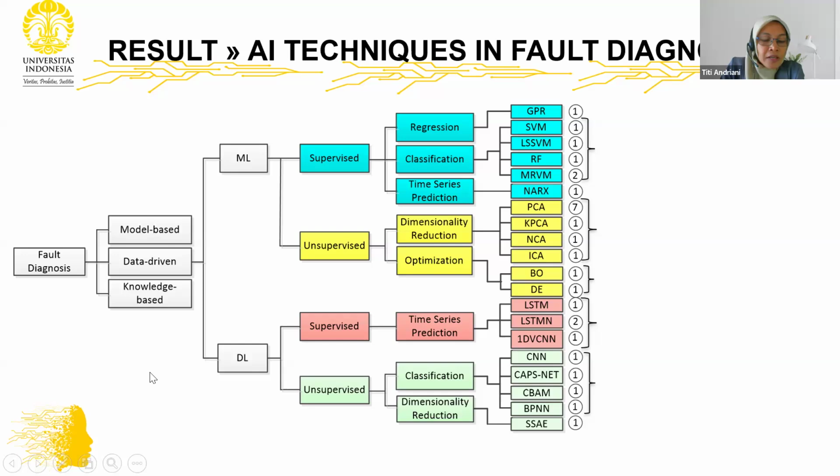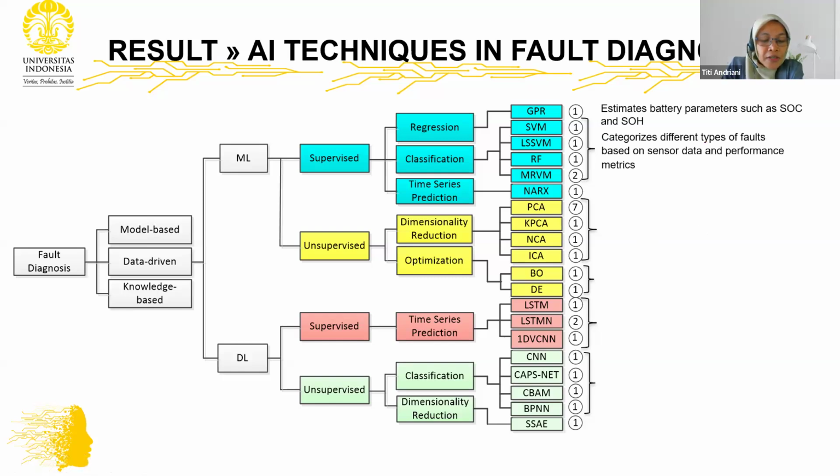In practical applications, AI plays a crucial role in various aspects of BESS fault diagnosis, including parameter estimation, fault classification, condition prediction, dimensionality reduction, model optimization, and deep learning applications. For regression approaches, like GPR, it is used to predict state of charge and state of health based on operational battery data. And then it utilizes classification algorithms to identify and categorize different fault types based on sensor data.